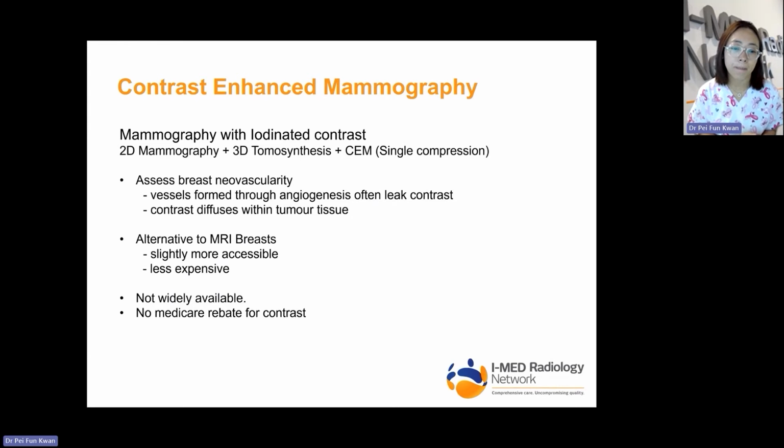So either a breast specialist refers it or a GP refers it. The patient has to pay for the test. However, the mammogram and tomosynthesis component and the ultrasound component can be rebatable if there is correct or appropriate clinical indication.